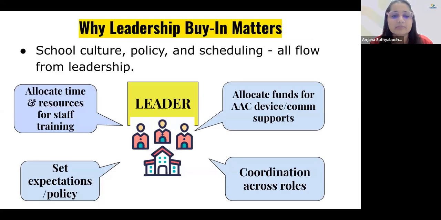So why does leadership buy-in matter? The school culture, policy, scheduling, everything is dictated by the leadership team of the school or organization, right? So allocating time and resources for staff training, setting the expectations or a school-wide policy, allocating funds for communication support, the AAC device, and coordinating across different roles. All these are responsibilities of the leadership team, and that's very, very important.